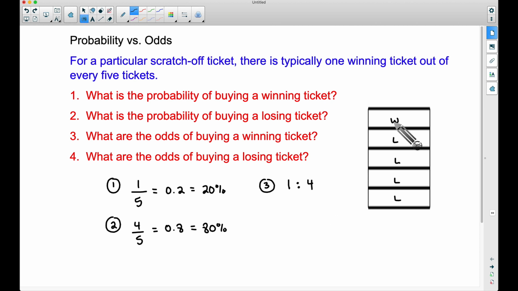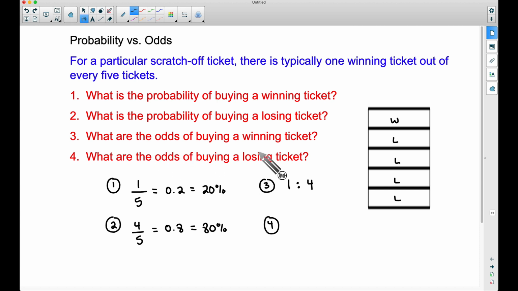There's one way to win for every 4 ways that we can lose. Now that is different than saying 1 out of 5 chance of winning. There's one way to win as compared to 4 ways to lose. That is the odds of buying a winning ticket. Now I'll give you a formula for that right here in a second, but let's look at question number 4.